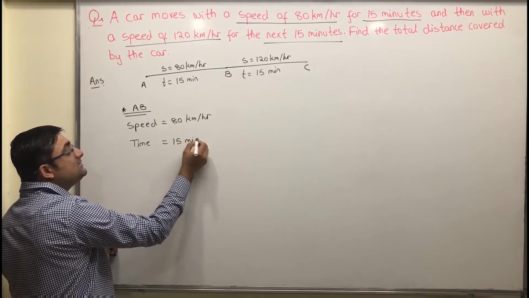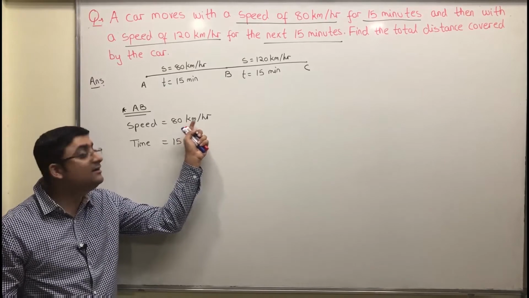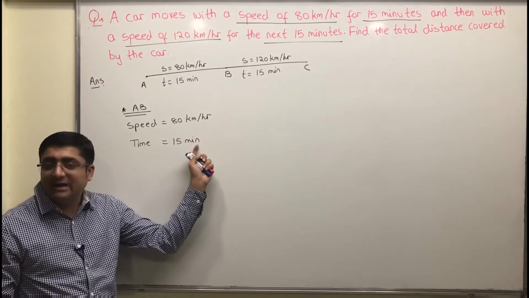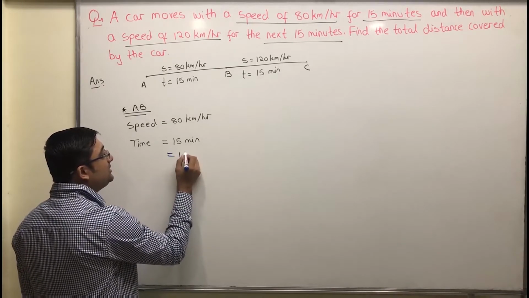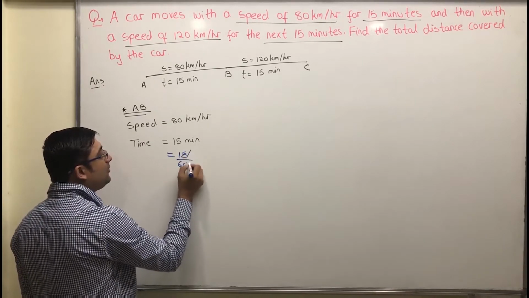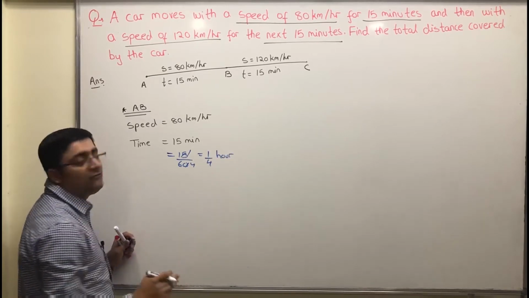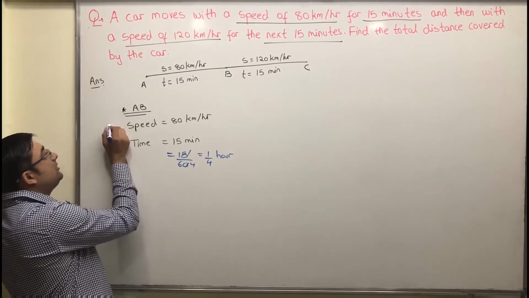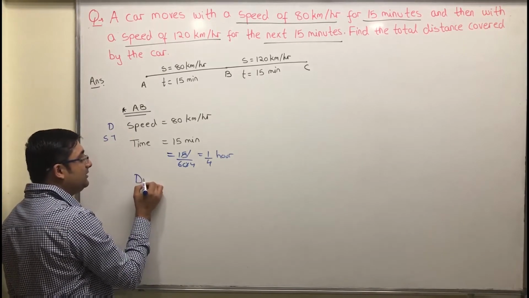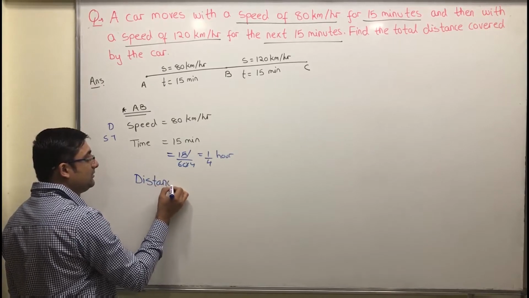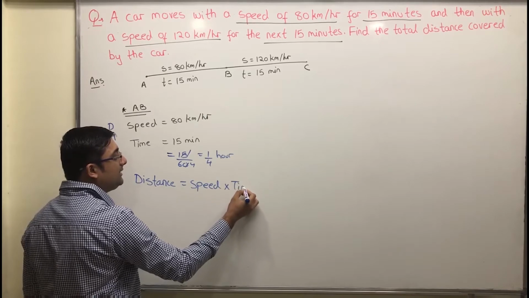I repeat, see guys, because the speed is in kilometer per hour, therefore distance has to be in kilometer and time has to be in hours. But my time is in minutes, so convert it to hours. How do we convert to hours? Divide by 60. So 15 divided by 60, that is 1/4 of an hour. Now apply the formula. What do we have to find? Distance. So recall the triangle DST. What is distance? Speed into time. So write down over here, distance is equal to speed multiplied by time.